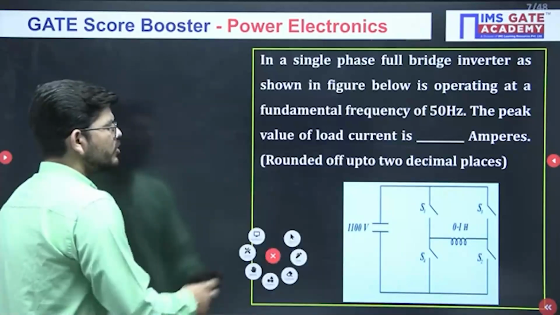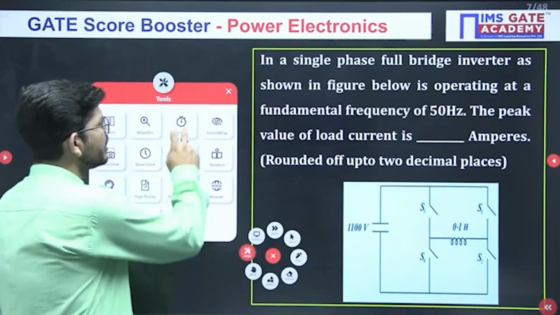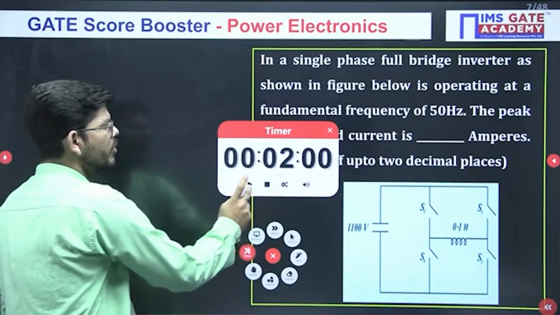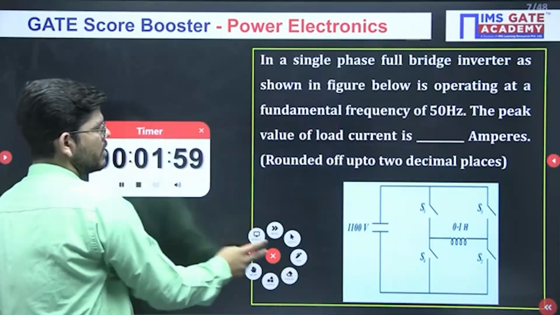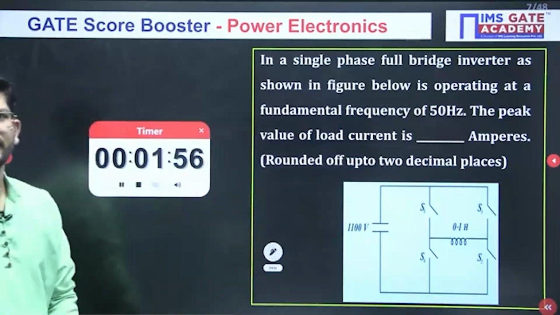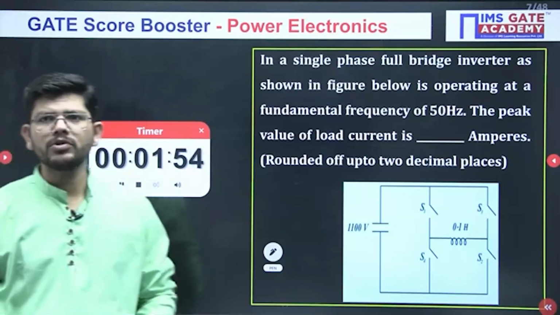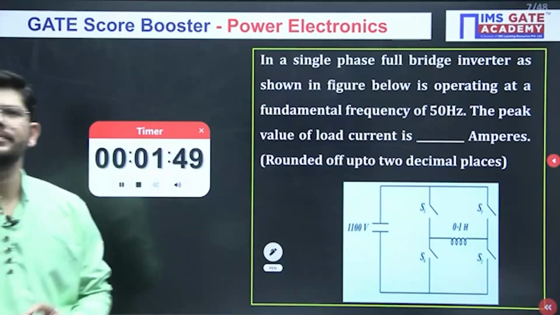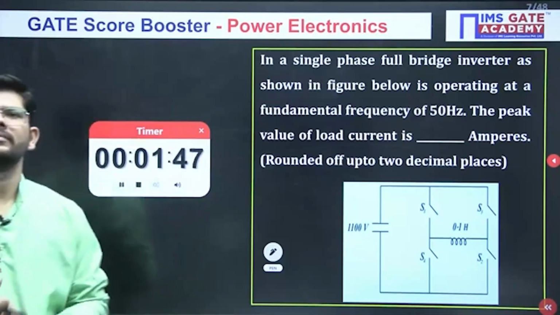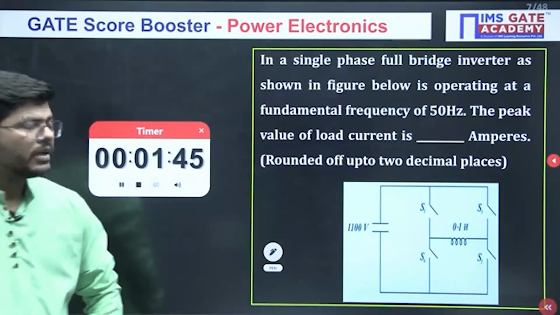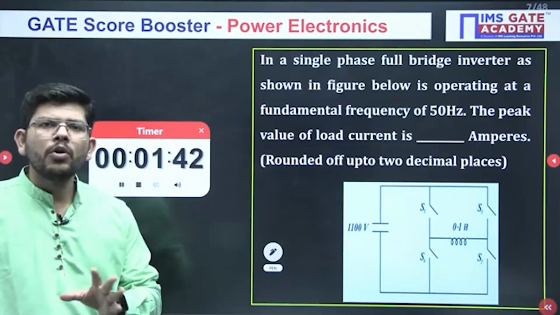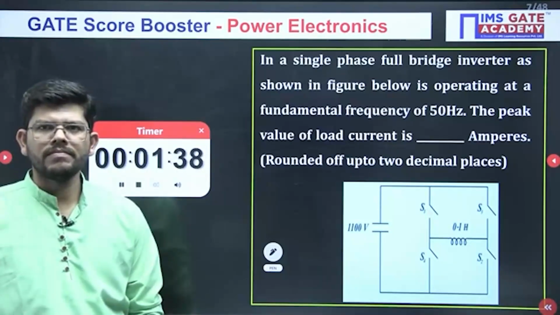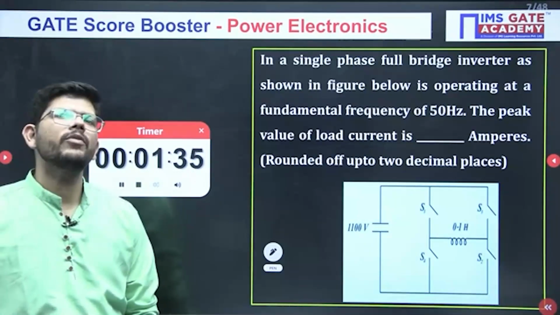Okay. So here you don't have to calculate any particular component of current. You have to calculate what will be the peak value of current from the waveform. And your time starts now. Let me see whether you are able to solve this question as well. Take your time. Don't be in a hurry, okay? And I want a correct answer from each one of you.